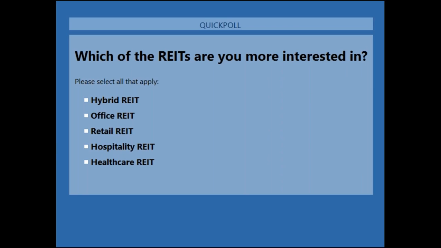I've seen that 58% of you are very interested in hybrid REITs, 19% in office REITs, 38% in retail REITs, 27% in hospitality REITs, and 32% in healthcare REITs. So apparently some of you voted more than one. But anyway, it is interesting to see that more than half of you are interested in investing in hybrid REITs.